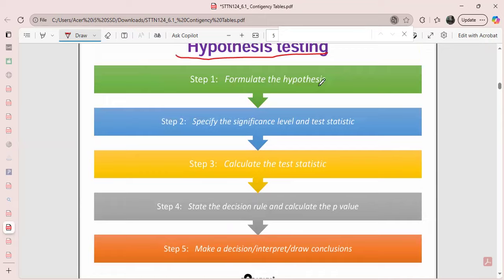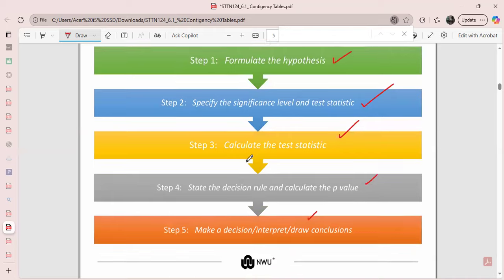So when you are dealing with the contingency table, you remember the hypothesis testing from the previous chapters. Step one, you formulate the null and alternative hypothesis. Step two, you specify the significance level and write down the correct formula of the test statistic. Step three, you calculate the test statistic. Step four, you calculate the p-value, but here you will be given a p-value. Step five, you draw conclusions, interpret, or make a decision. So let's check this one.